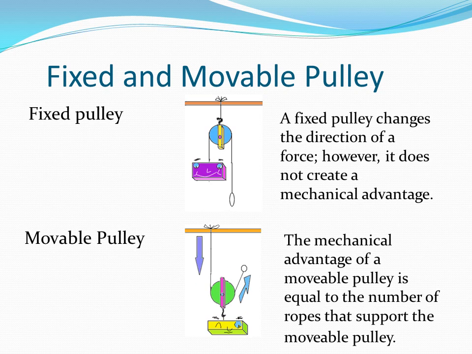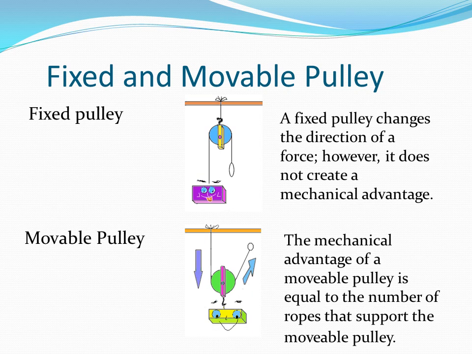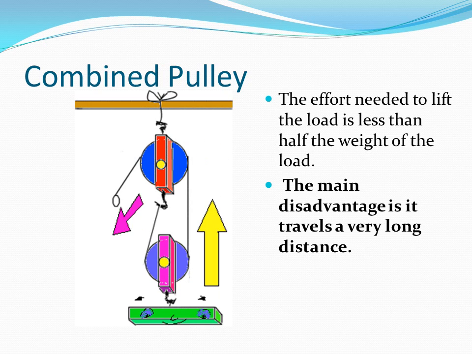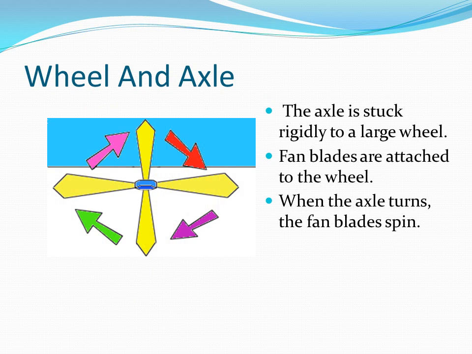A fixed pulley changes the direction of a force, however, it does not create a mechanical advantage, whereas the mechanical advantage of a movable pulley is equal to the number of ropes that support the movable pulley. Combined pulley. The effort needed to lift the load is less than half the weight of the load. The main disadvantage is that it travels a very long distance.